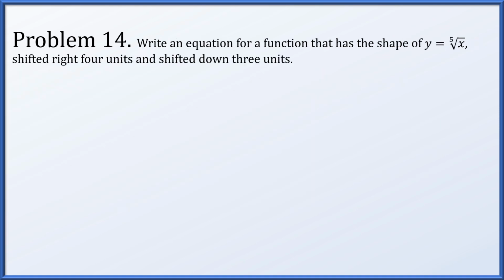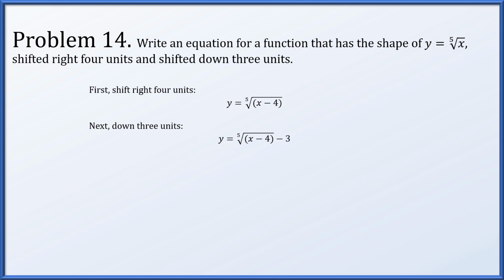In problem 14, we're going to write an equation for a function that has the same shape as y equals 5th root of x, but it's been shifted right 4 units and shifted down 3 units. So first, let's shift right 4 units. Instead of x to the 1/5, we're going to shift right by replacing x with x minus 4. Then to shift down 3 units, we simply subtract 3 from the entire expression.